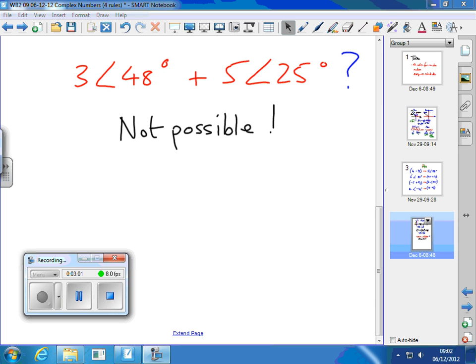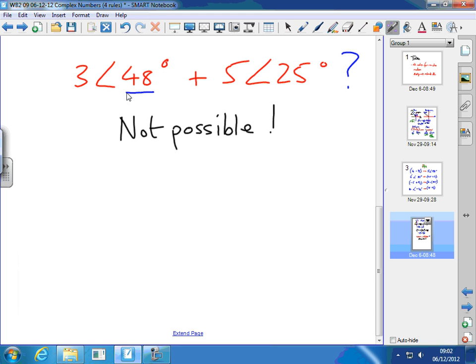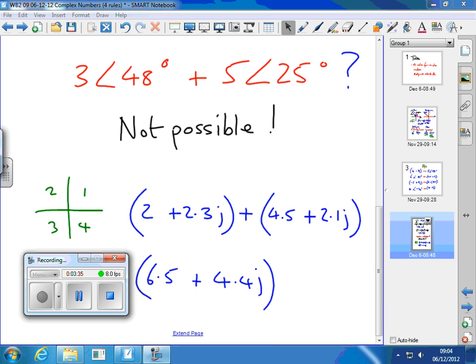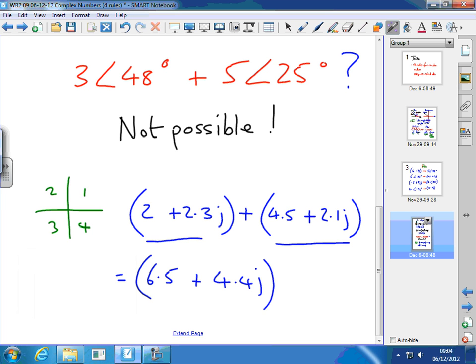Right, so this first one, because we've got 48 degrees, we're going to be in quadrant number 1, thinking of this. Quadrant 1, 2, 3, 4. So I'd expect the real and imaginary bits to be positive. So we'll get the answer. So what do I get for this one? So we convert each one to rectangular form, which is this plus this. Add them together and we get this.